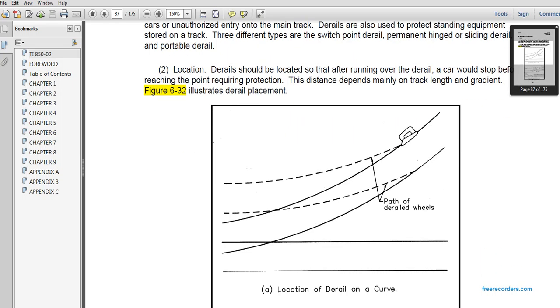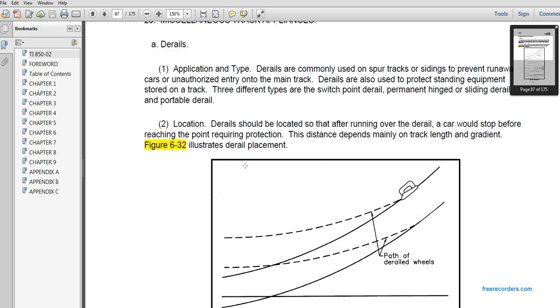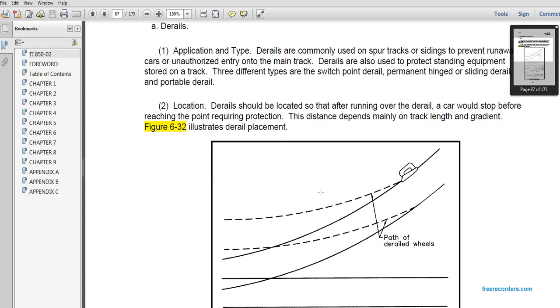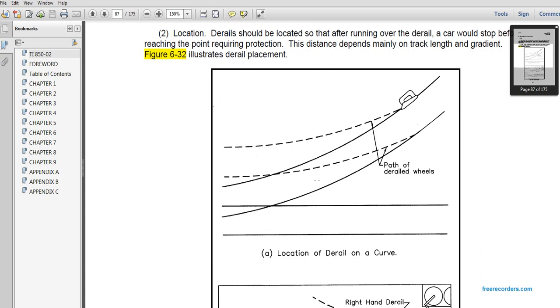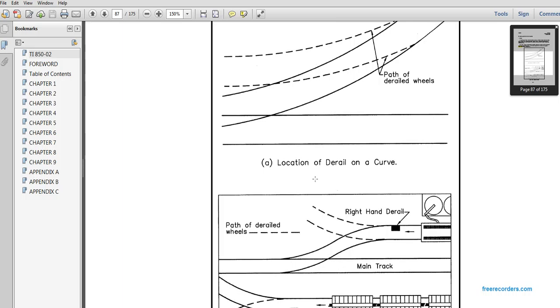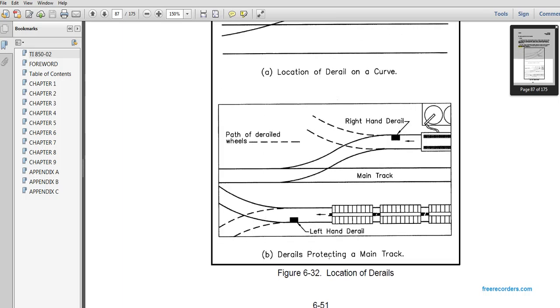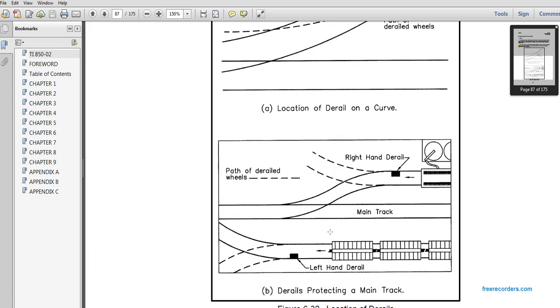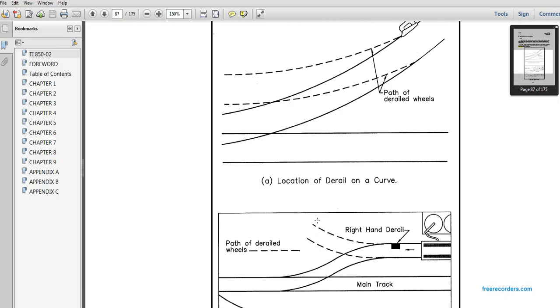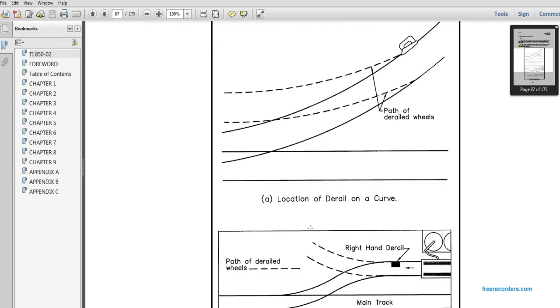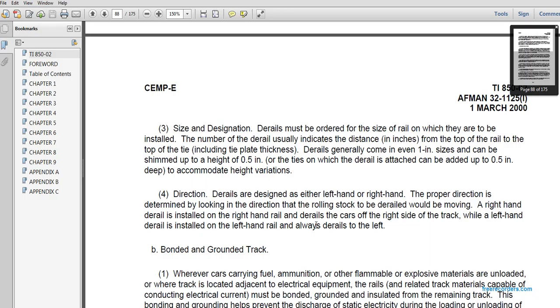Now, the derail placement. The portable one can also be used for derailments, where you have to take the portable derail and build a set of tracks to put them back on the line. The derail is protecting the main track: left hand derail, main right hand derail, path of derailed wheels. Figure: location of the derails.